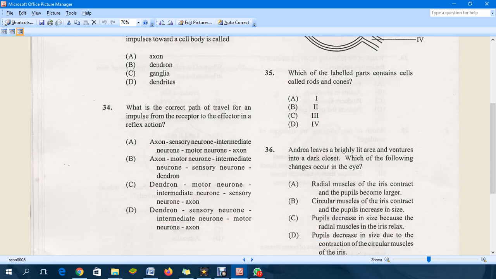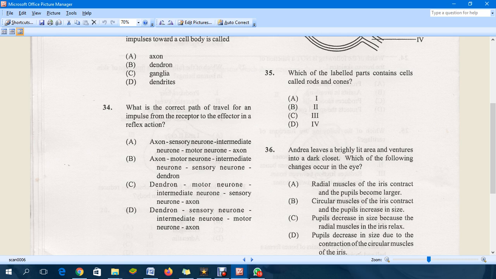Moving down to question 34, which is the correct path of travel for an impulse from the receptor to the effector in a reflex action. So we have two key terms that we need to know. Receptor is the part of the body that will receive the information of the stimulus, or of course stimuli. Effector would be, for example, a muscle that will contract to allow some form of movement to take place, like when you remove your hand from an object.